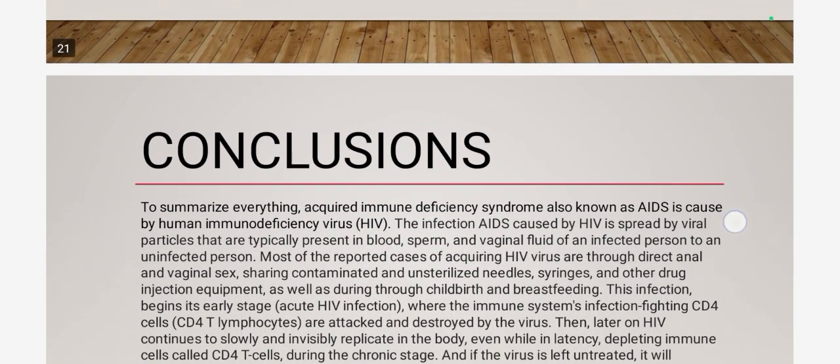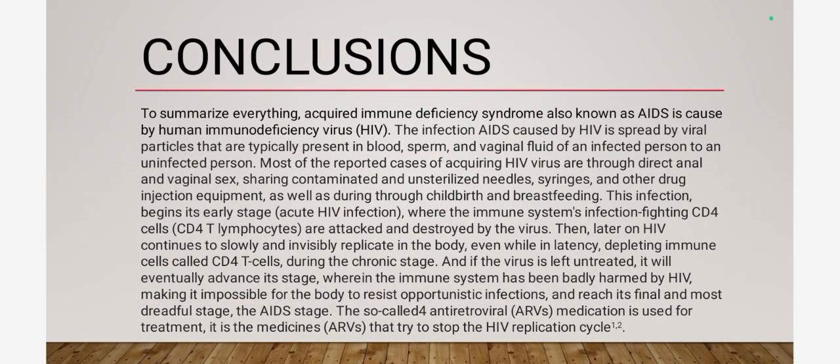And then lastly, for the conclusion, to summarize everything, acquired immune deficiency syndrome, also known as AIDS, is caused by the human immunodeficiency virus, or HIV. The infection is spread by viral particles that are typically present in the blood, sperm, and vaginal fluid of an infected person to an uninfected person. Most of the reported cases of acquiring the HIV virus are through direct anal and vaginal sex, sharing contaminated and unsterilized needles, syringes, and other drug injection equipment, as well as during or through childbirth and breastfeeding.